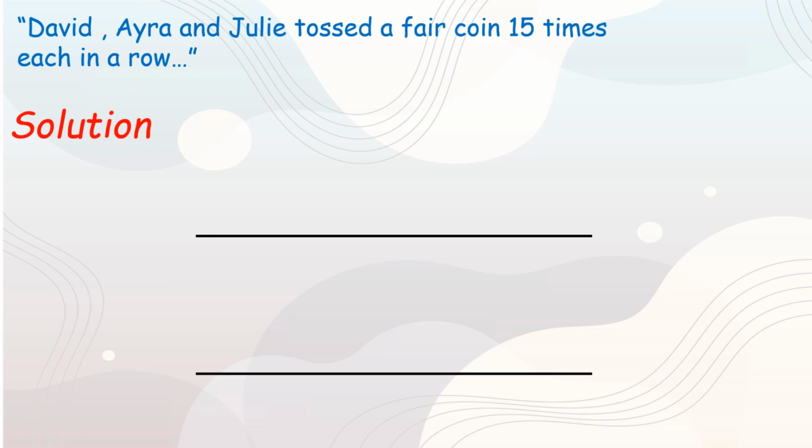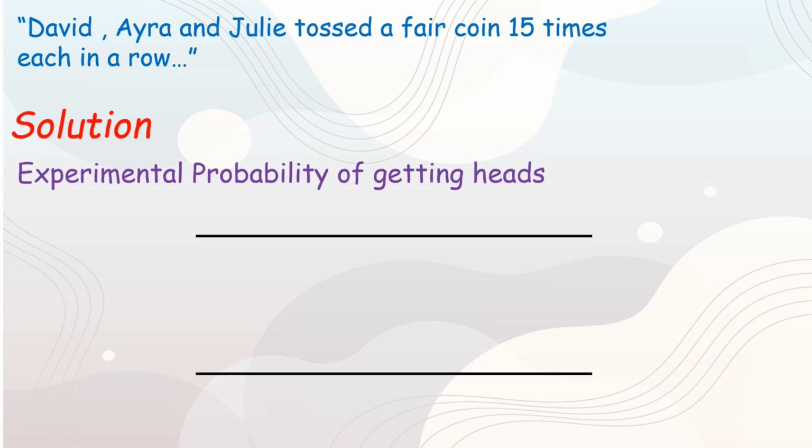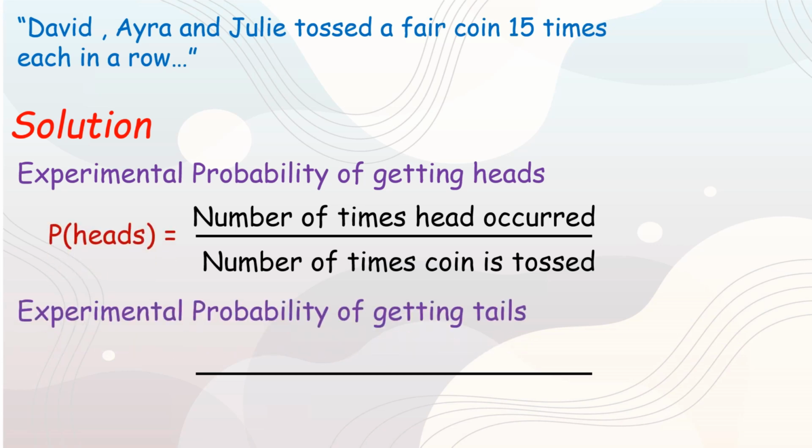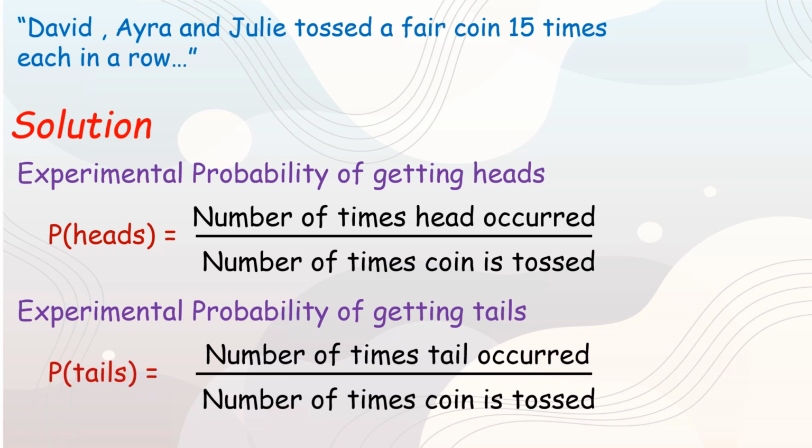Okay. So, David, Ira, and Julie tossed a pair of coins 15 times each in a row. So, the solution would be experimental probability of getting heads, no? So, number of times head occurred, yun yung number ng times na hinagis yung coins na nagre-result ng head, over the number of times coins is tossed. Yun yung kung ilang beses silang naghagis ng coins. So, that is 15 times. So, P of heads. We have experimental probability of getting the tails. We have number of times tail occurred and number of times coins is tossed. So, P of tails. Okay, so we have probability of heads, and then probability of tails.